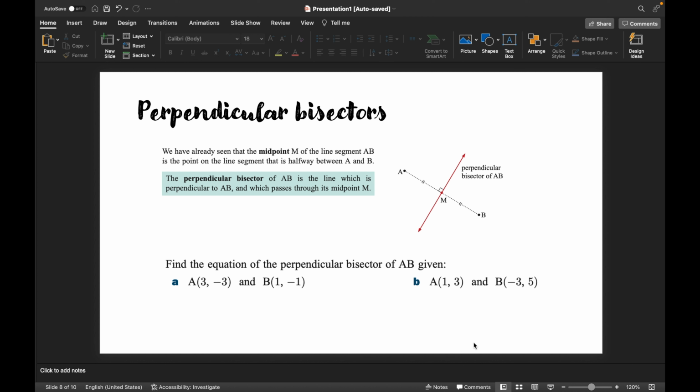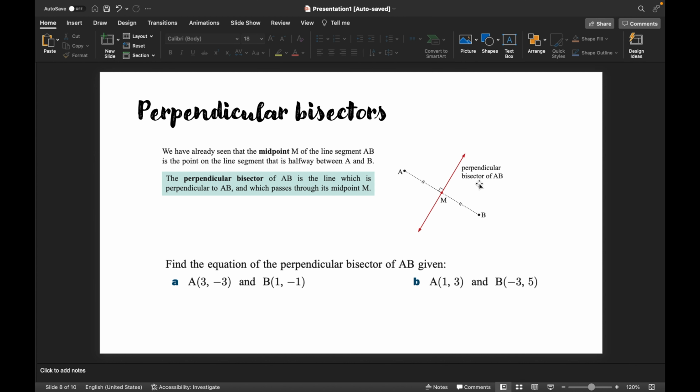Okay, now let's look at perpendicular bisectors. So we've already looked at finding the midpoint of two points, and also we've looked at what perpendicular lines are. So a perpendicular bisector is a line which is perpendicular and cuts a line segment into two equal parts. So if we have the points A and B, the perpendicular bisector of AB would cut AB in such a way that AM equals MB.